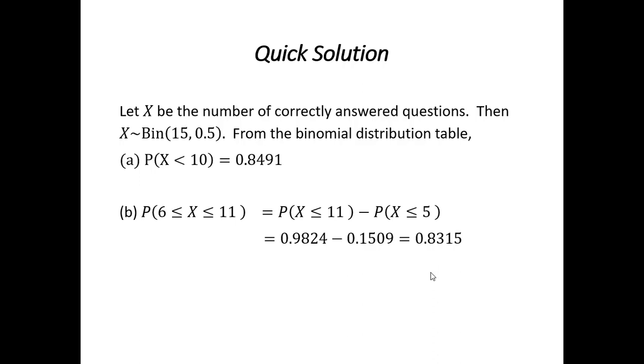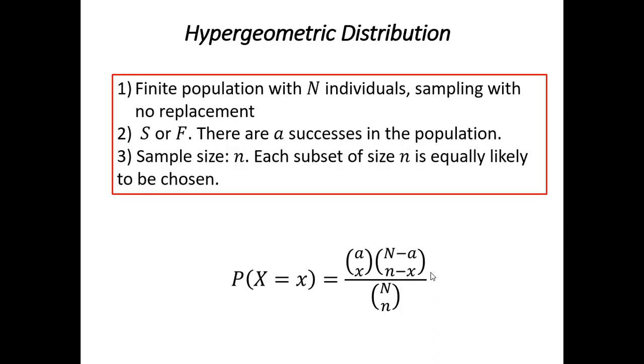Okay, so that's our first discrete distribution. Now, the second distribution we'll look at is called the hypergeometric distribution. So it's a little bit like the binomial, only here we're assuming no replacement. So we have a finite population with n individuals, and we're sampling without replacement. We could think in terms of outcomes being either a success or a failure. And let's say that there are A successes in the population.